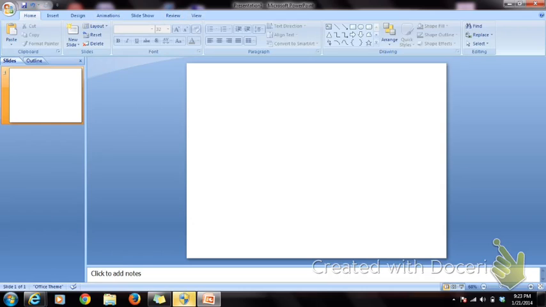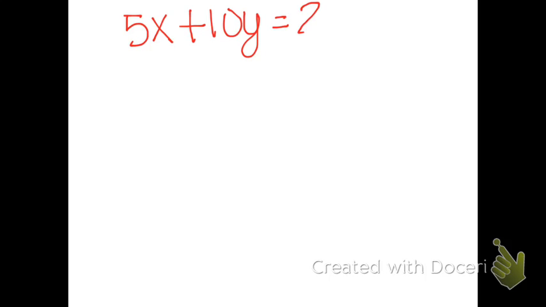If we're given the equation 5x plus 10y equals 20, we can solve for both the x and the y-intercept. We can follow the same process by picking a color to find the x-intercept. We know once again that y is equal to 0.